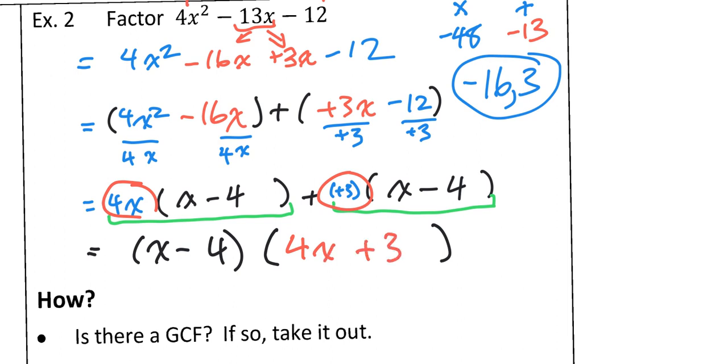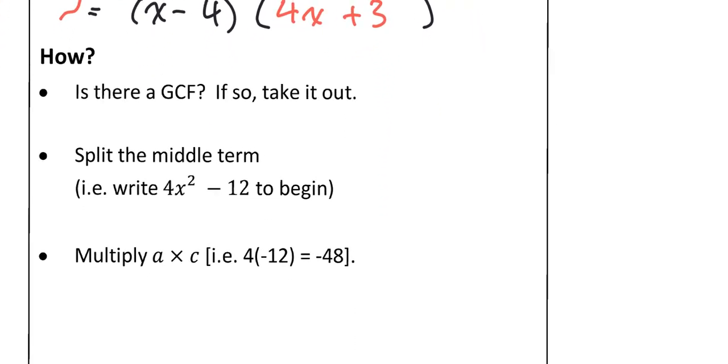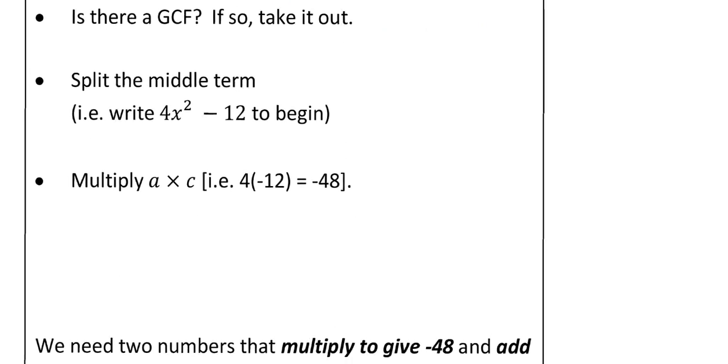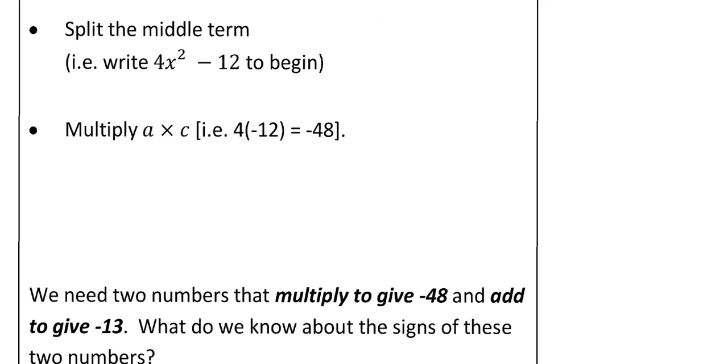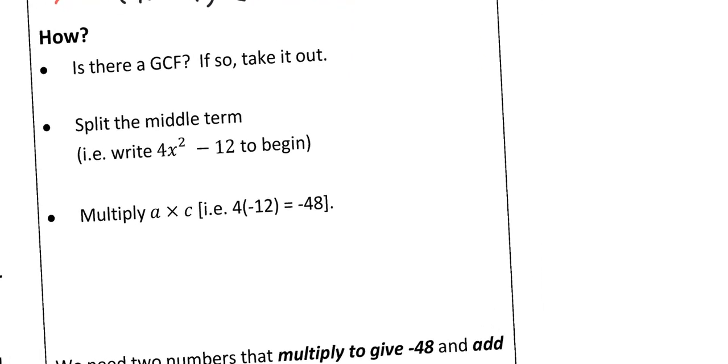Now, all you have to do is just follow these basic steps. Take a look if there's a GCF and pull it out. We split the middle term, okay? And then we look for a multiply term for the end, right? So that's what we were doing up there.